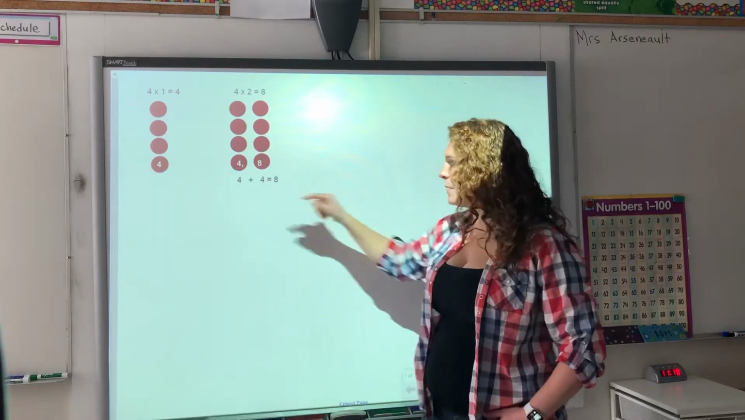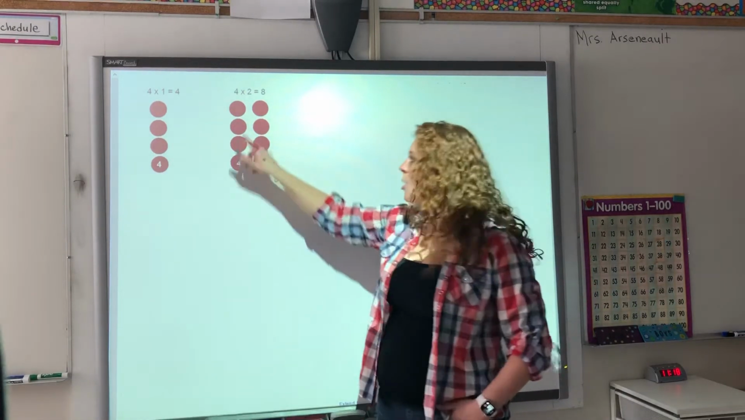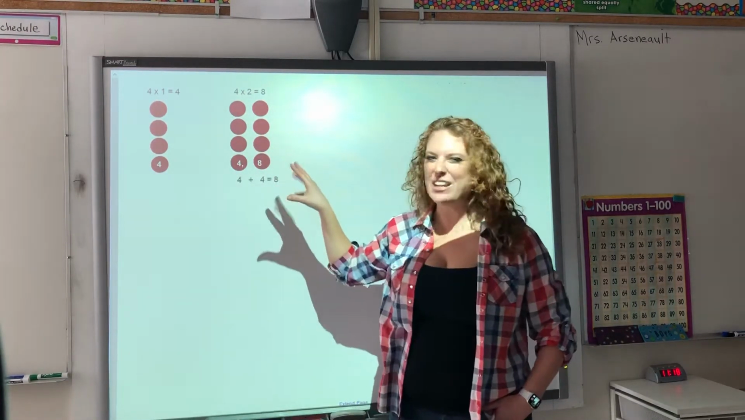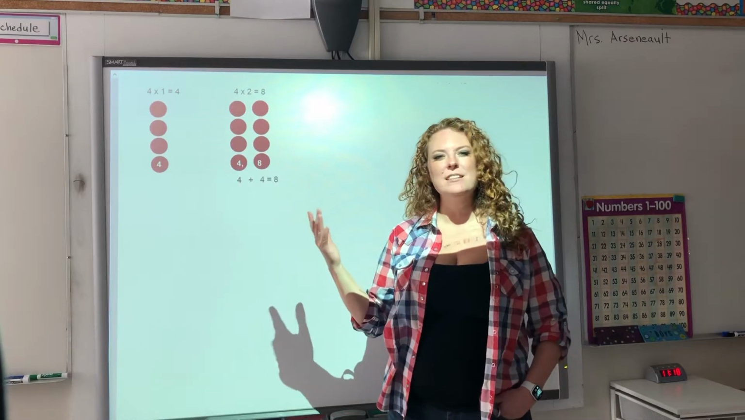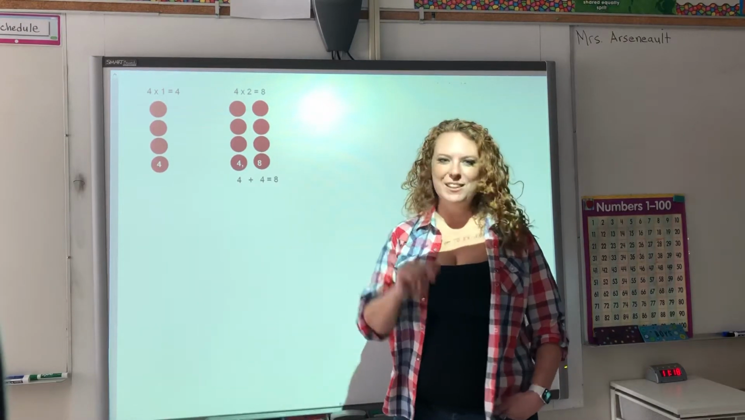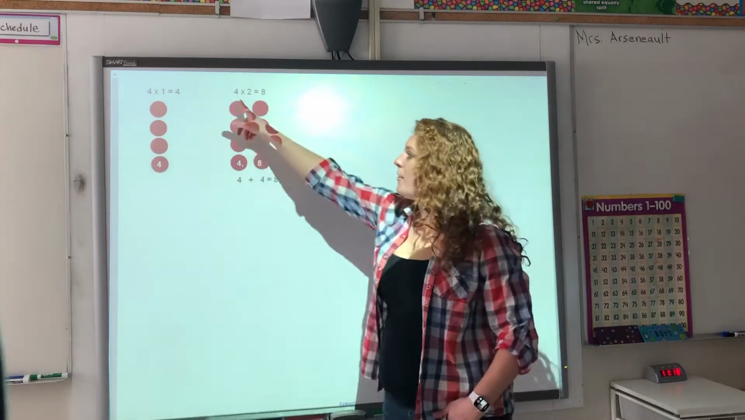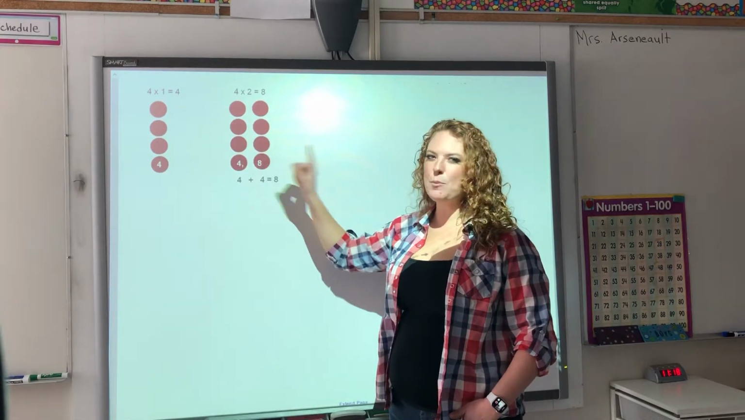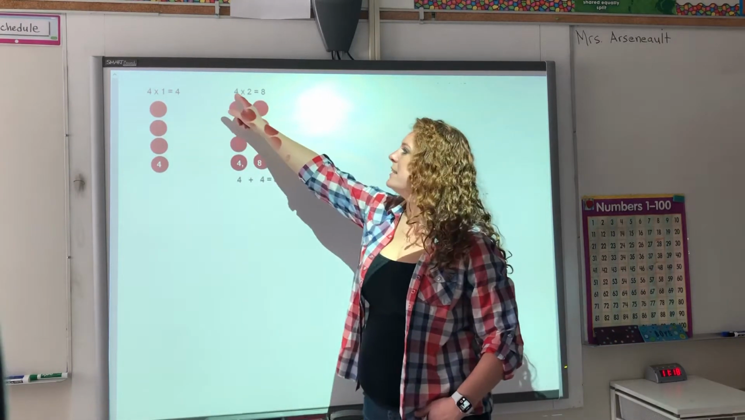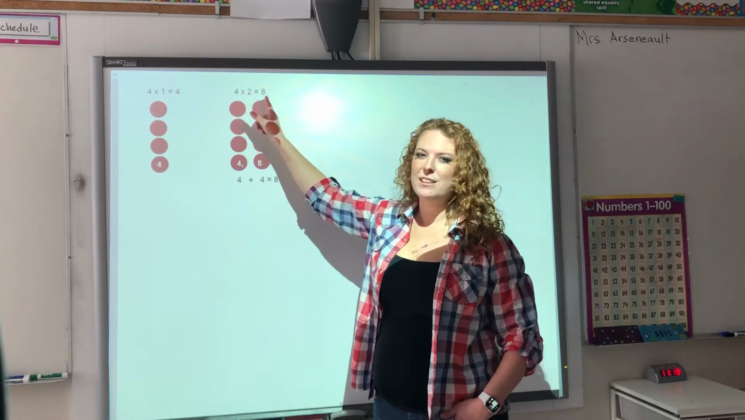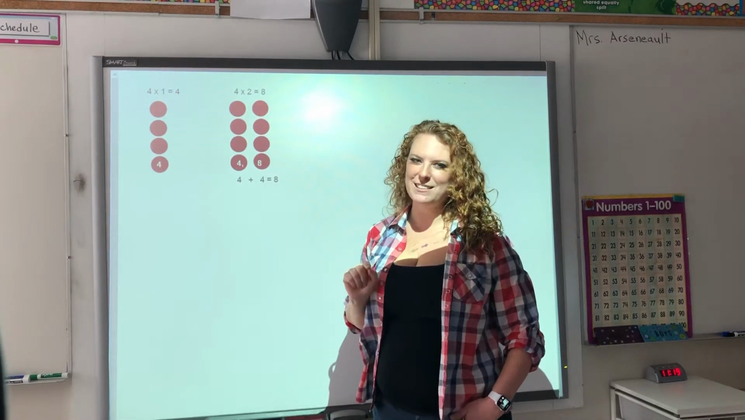I can also skip count. So I'm not counting 1, 2, 3, 4, 5, 6, 7, 8. I don't want to count by ones because I'm in grade 3 now. I know how to skip count. So 4, 8. Now the multiplication sentence for that looks like this. 4 times 2 equals 8. We got that. That's an easy one.